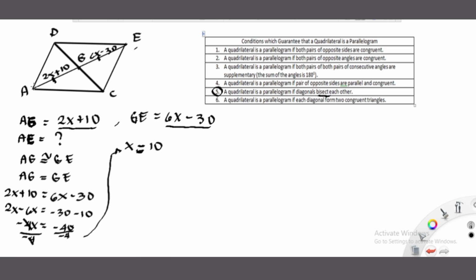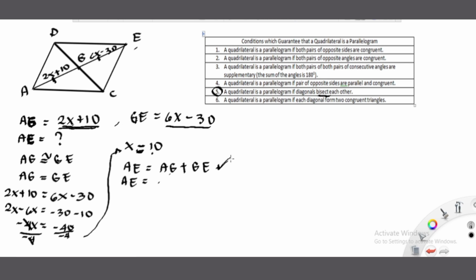Alright? So what we are looking for is AE, yung buong diagonal. So to solve for AE, we can say that that's equal to AG plus GE. Okay? So AG plus GE, that is equal to the whole diagonal AE. Alright? So let us substitute the values. So we have AE is equal to AG, which is 2x plus 10. Or pwedeng dito pa lang, isolve na natin yung value niya ng AG based on the value of x na na-solve natin para hindi na siya masyadong mahaba rito. Or pwedeng diretso na natin siya ilagay dito, saka na natin i-substitute yung 10. So, depende. So, kung ano ang gusto natin.